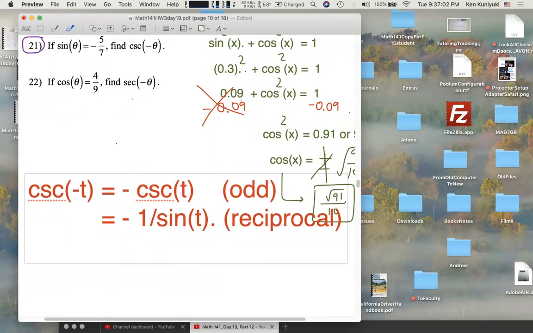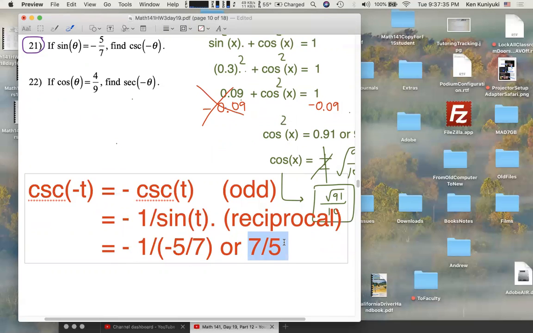So then, what's our answer going to be? It's going to be basically the opposite reciprocal of sine of t. I gave you that sine of theta was -7/5, but an easier way to look at it is you're taking the opposite reciprocal of -7/5. It's almost like perpendicular lines. The answer is going to be +7/5, right? Because the reciprocal of -5/7 is -7/5, but we want the opposite. So we go to +7/5.